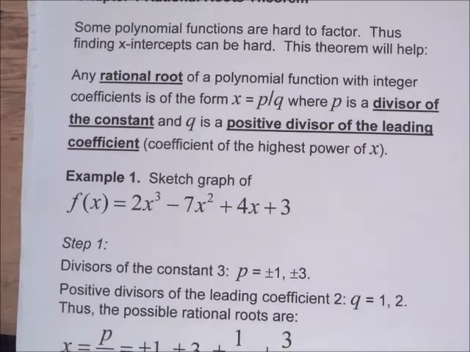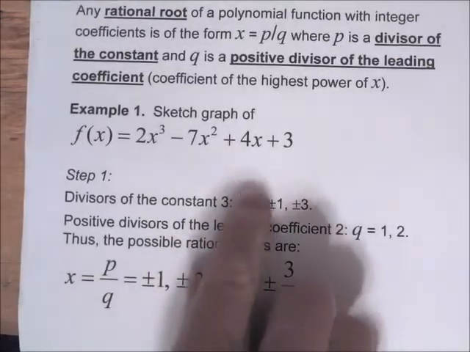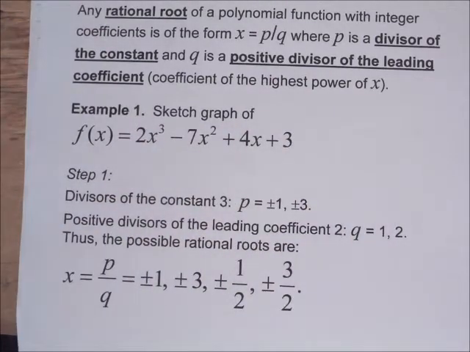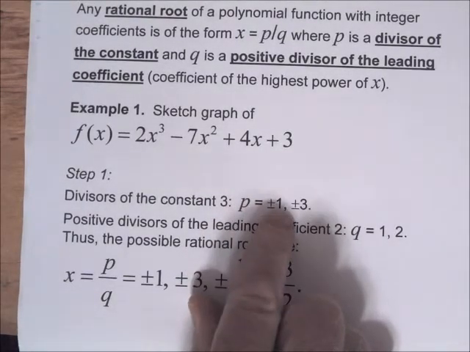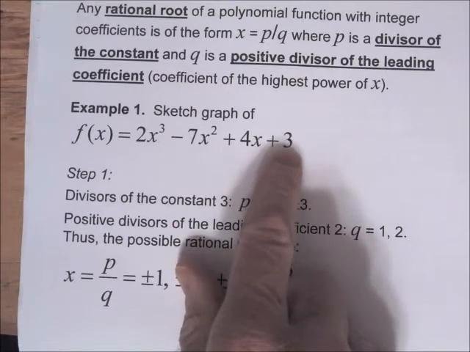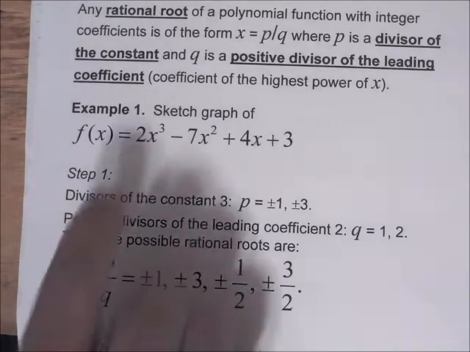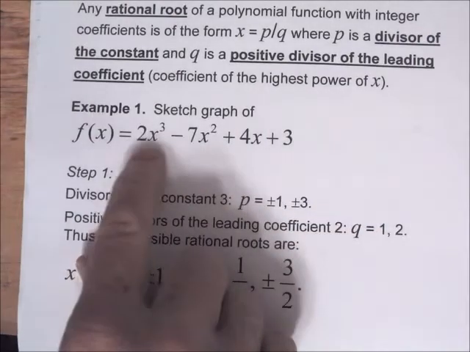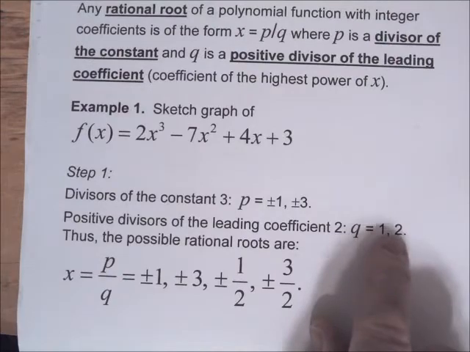any rational root is going to be of the form p over q, where p is a divisor of the constant coefficient and q is a divisor of the leading coefficient. So the divisors of 3 are plus or minus 1, plus or minus 3. Those are the integers that go into 3. And for the leading coefficient, we really only need the positive divisors, the numbers that go into 2, the leading coefficient. The positive numbers that go in there are 1 and 2.